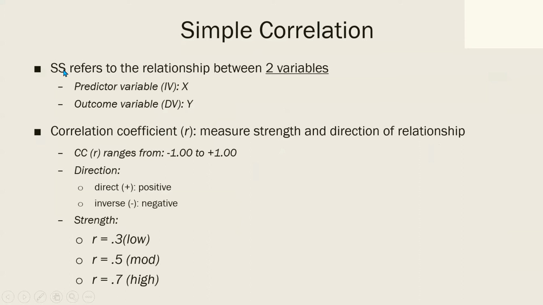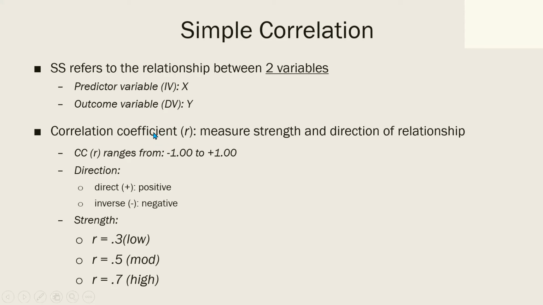So sum of squares, SS, that basically refers to the variance. What is the relationship between two variables? And when you're looking at this, we have specific terms for these variables. Our independent variable here is instead called the predictor variable, also referred to as X. Then our dependent variable, that is the outcome variable, and it is referred to as Y.